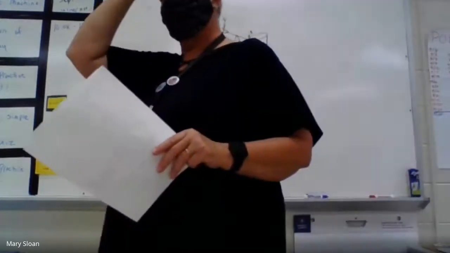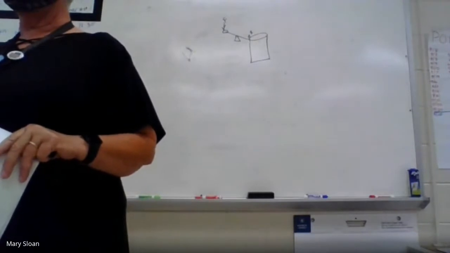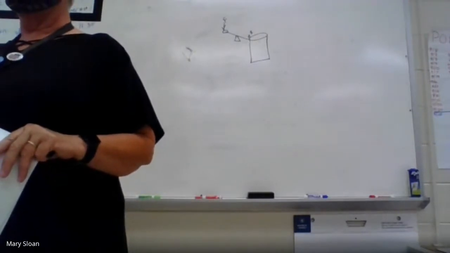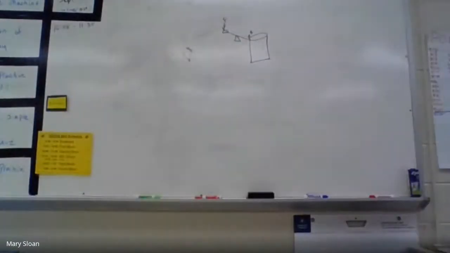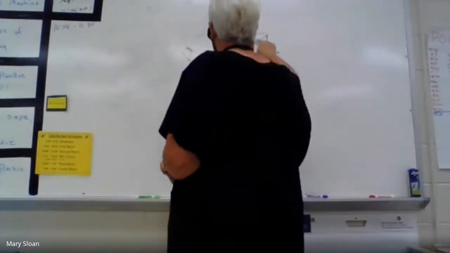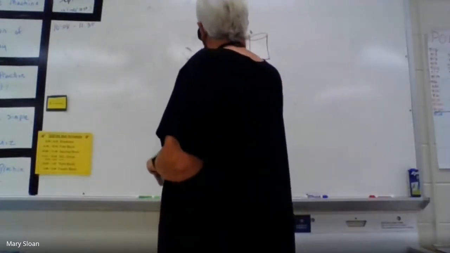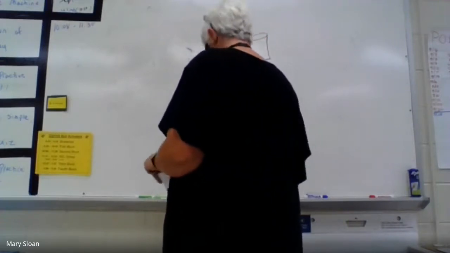How about you two? What do you think? 1, 2, 3, or 4? A, B, C, or D? Okay. How about you, sir? A, B, C, or D? Correct. D is the correct answer. This is the lever right here. Because you have your force here, you have your resistance here, and here's our fulcrum.